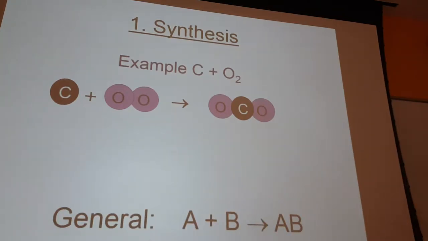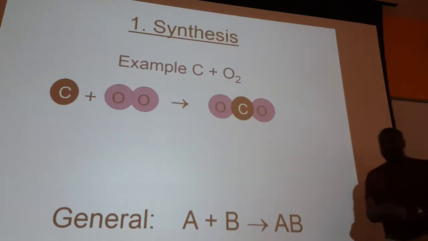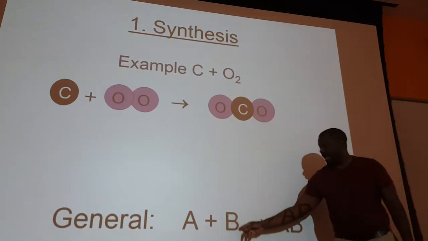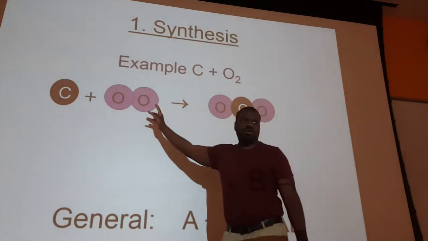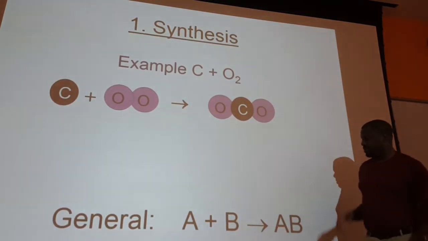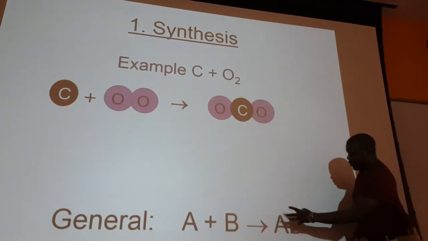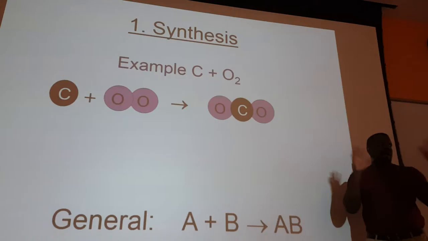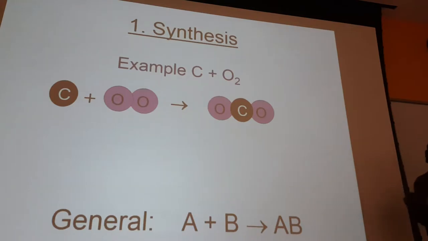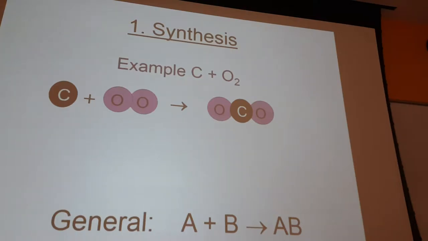So in general, you can use variables. A plus B is going to give you one compound. Now, this A or B can be O2, it could be NH3, it could be any combination, as long as they're contained within themselves. So any two compounds or elements form one complete thing. That's synthesis, okay? You can make a whole career out of organic compounds, like the cosmetic industry, pharmaceuticals, anything that's bioreactive.